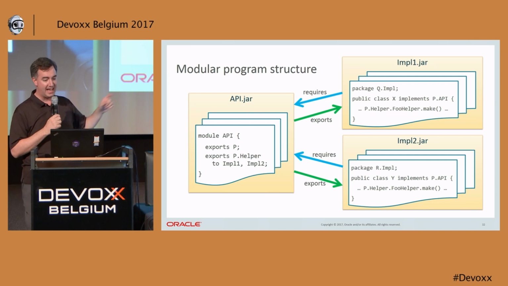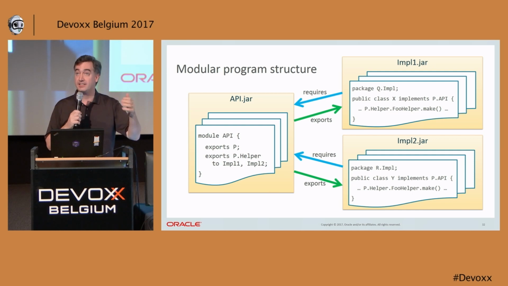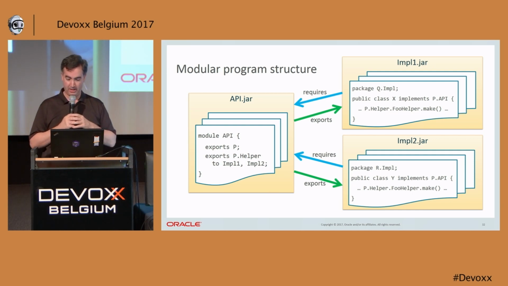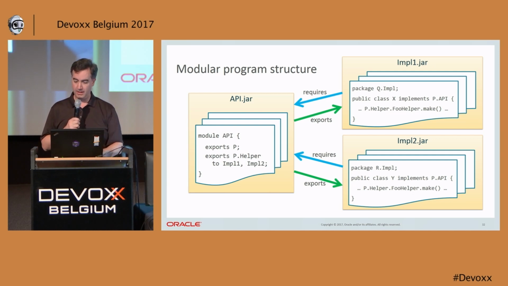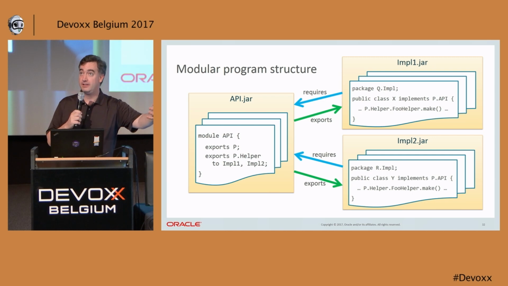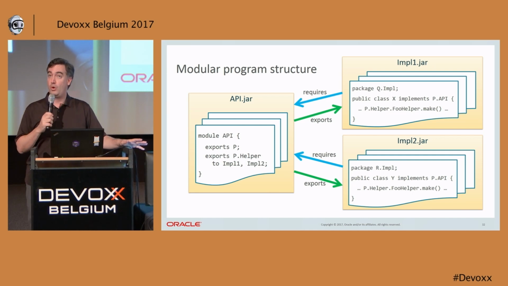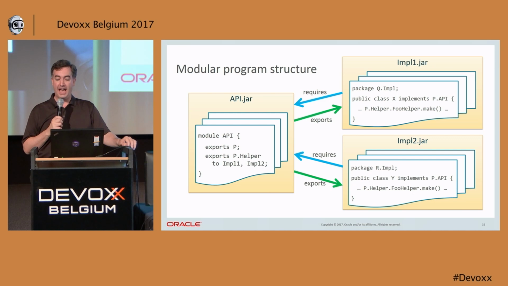Any module in the world can say requires API to depend on the API module and can access the package p. But only the friend modules can access the package p.helper. Now I'm not showing the module declarations for those friend modules, impl1.jar and impl2.jar. They'll obviously require the API module in order to access the API interface that they implement. The friend modules won't export anything, and they can organize their concealed packages and sub-packages as they wish.